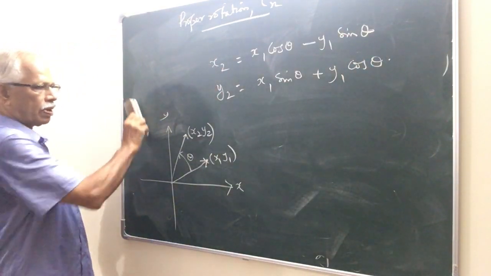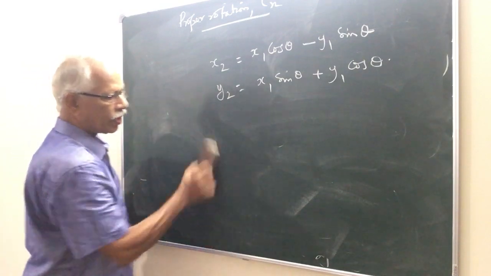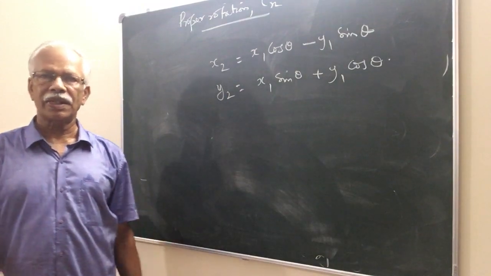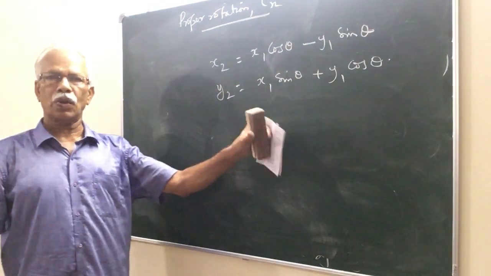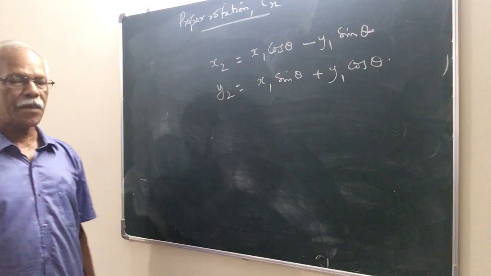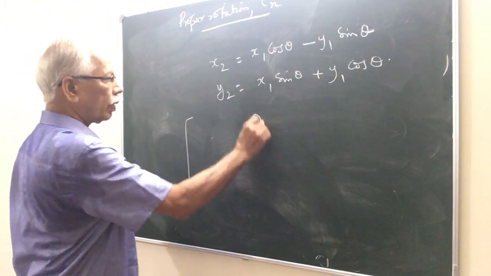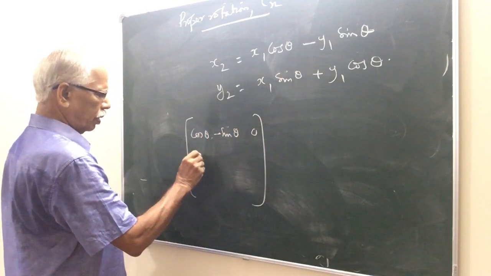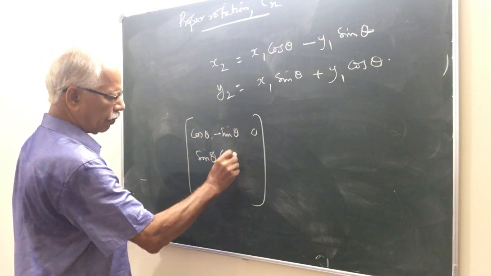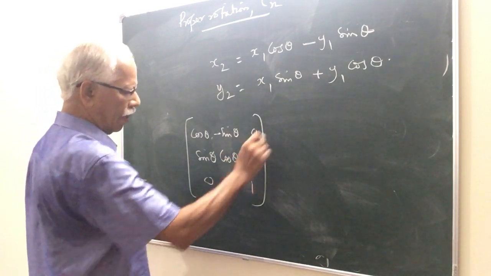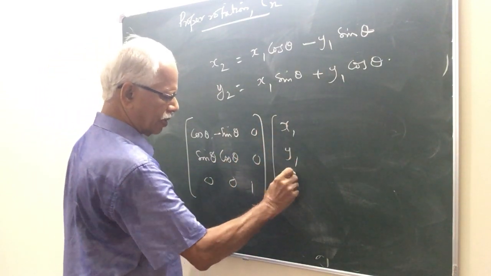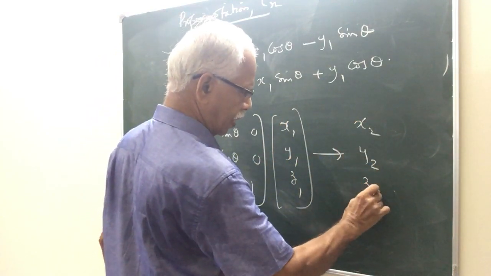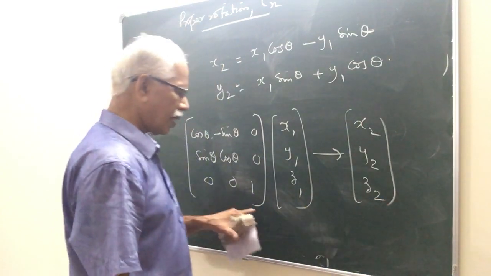Hence the complete matrix representing proper rotation by an angle theta in the anti-clockwise direction. The anti-clockwise direction is taken as positive direction. It will be cos theta, minus sin theta, 0; sin theta, cos theta, 0; 0, 0, 1, multiplying x1, y1, z1. That will give x2, y2 and z2. Z2 will be evidently the same as Z1.